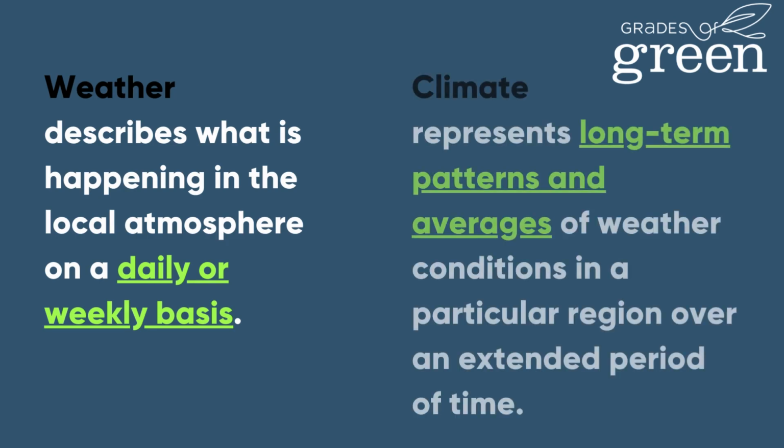On the other hand, the climate represents long-term patterns and averages of weather conditions in a particular region over an extended period of time, usually decades or centuries. It includes the same weather measurements mentioned earlier, just on a much longer timescale.